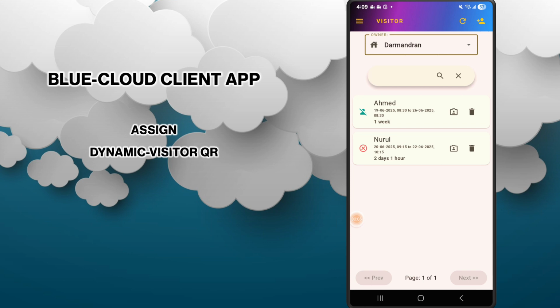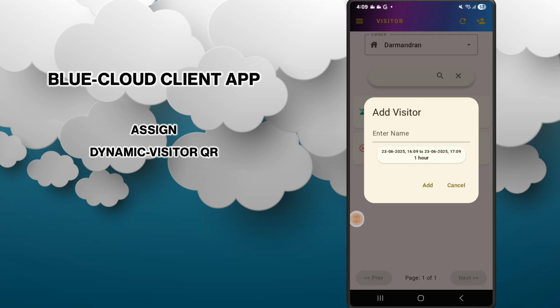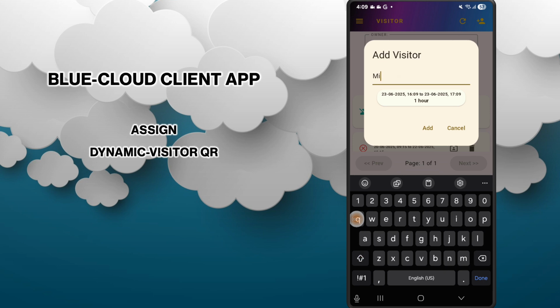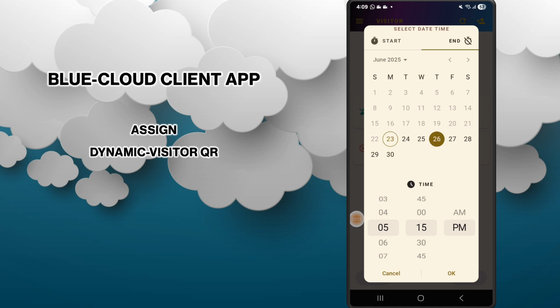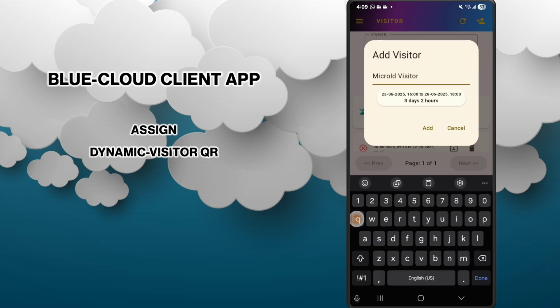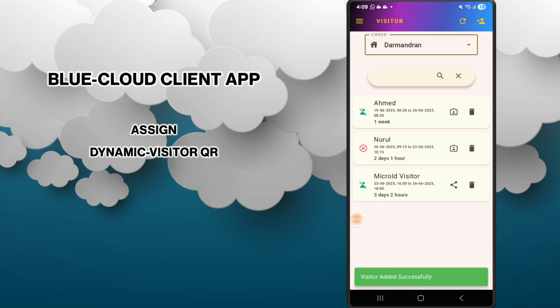So on the visitor page, let's add a visitor. Click on the add icon. You can enter the name of your visitor. Let's say for this we are writing micro ID visitor. Then you can select the date and time when they are allowed in. You can see start date, then select the end date, and let's choose some time and set it, and add it. As you can see, now we have added micro ID visitor.